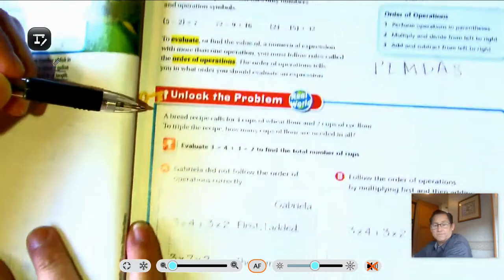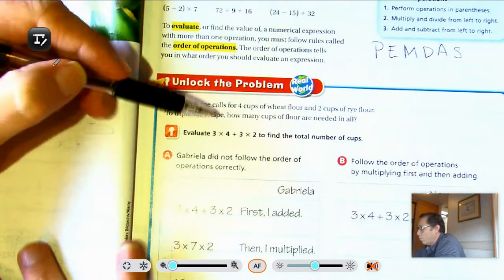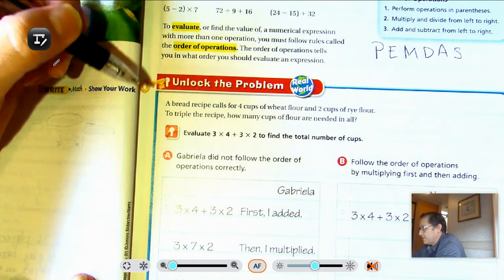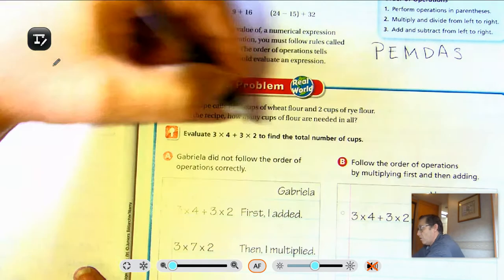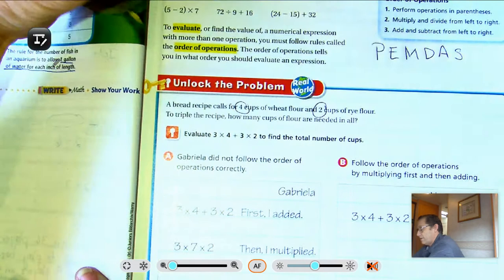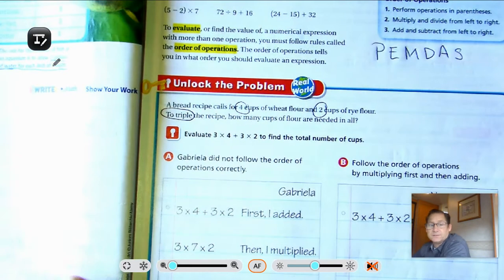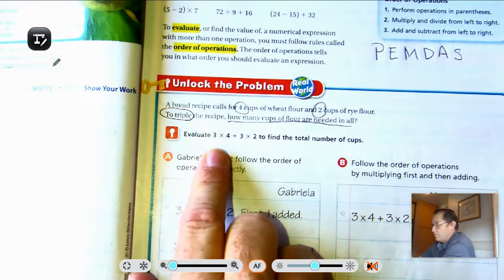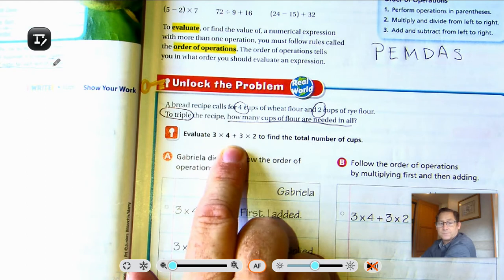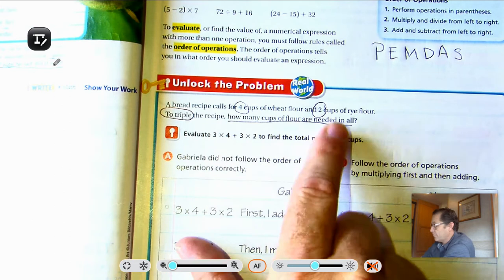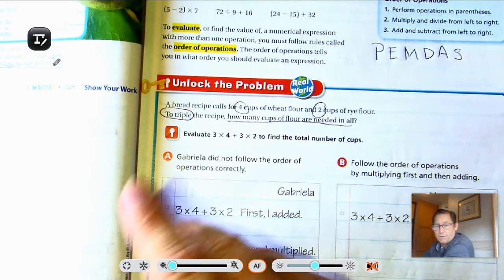All right, so unlock the problem. A bread recipe calls for 4 cups of wheat flour and 2 cups of rye flour. To triple the recipe, how many cups of flour are needed in all? So 4 cups of wheat flour, 2 cups of rye flour. We're going to triple the recipe. That means we're going to do 3 times as many. So we're going to evaluate 3 times 4, because tripling would be 3 times the 4 cups of wheat flour and 3 times the 2 cups of rye flour.